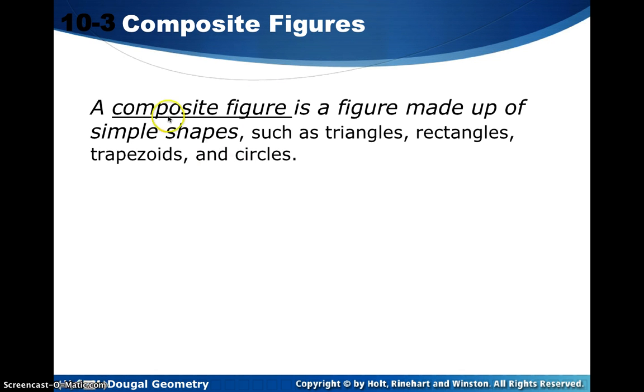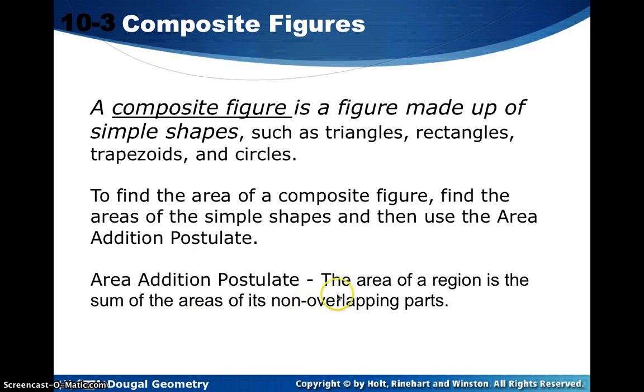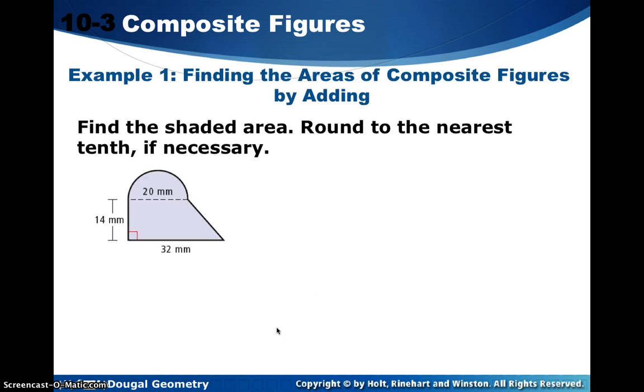So, first of all, a composite is any figure that's made up of simple shapes, like triangles, rectangles, trapezoids, or circles. To find the area of a composite figure, you need to find the area of the simple shapes and then use the area addition postulate, which says that the area of the whole region is the sum of the areas of its non-overlapping parts. So you just pretty much need to add all the shapes together.